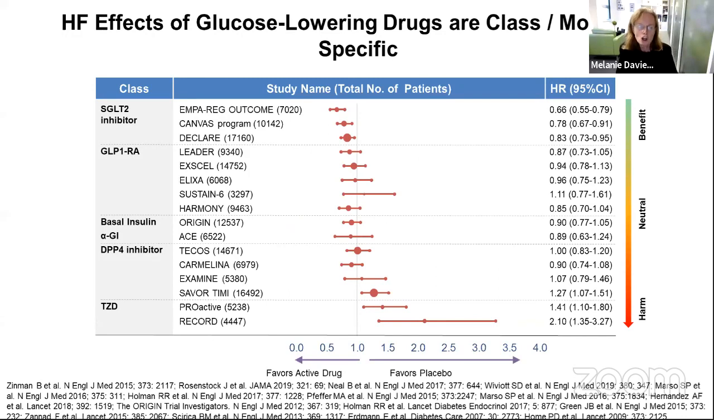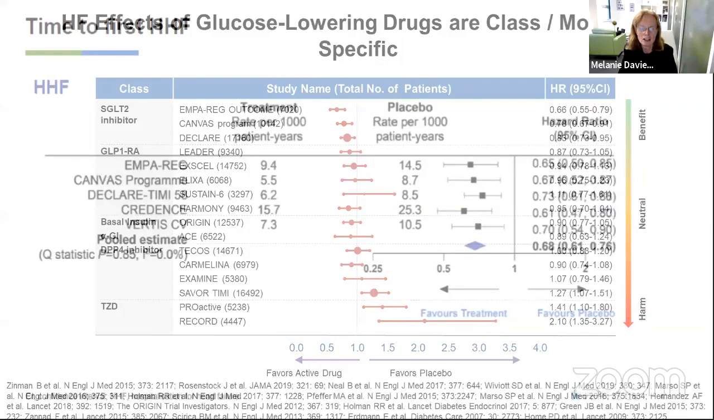Now, if we look across glucose lowering classes, if you start at the bottom, you can see the TZDs, which increase your risk of heart failure. We move up to the DPP4 inhibitors, where there's heterogeneity, with some agents increasing heart failure and others being neutral. We have the alpha glucosidase inhibitors, insulin, and the GLP-1s, which are pretty neutral. And then we come up to the SGLT2s, which show a benefit.